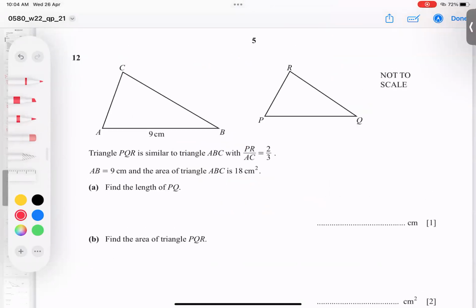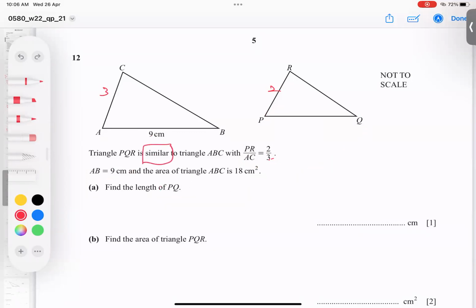And the next question we have is number 12. What is the question? First of all, the length of PQ, and make sure PR is ratio 2, so I'm writing 2, and AC is 3. AC is 3, I'm writing 3 here. So this connection is very important to understand. And now AB is given by him as 9, and he is asking for the length of PQ.